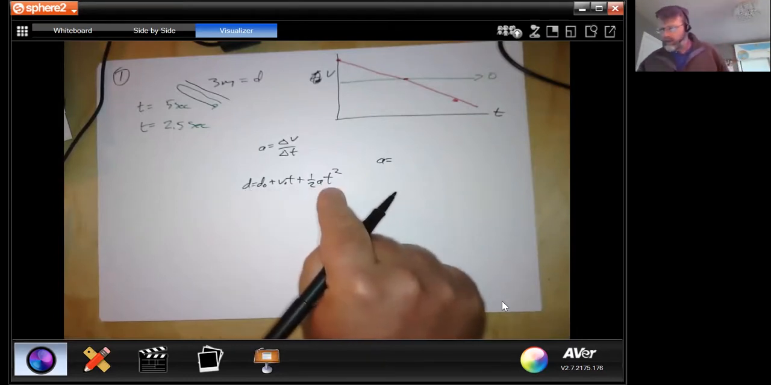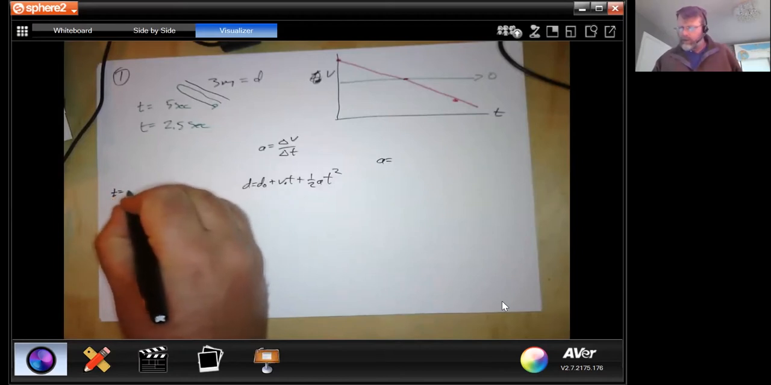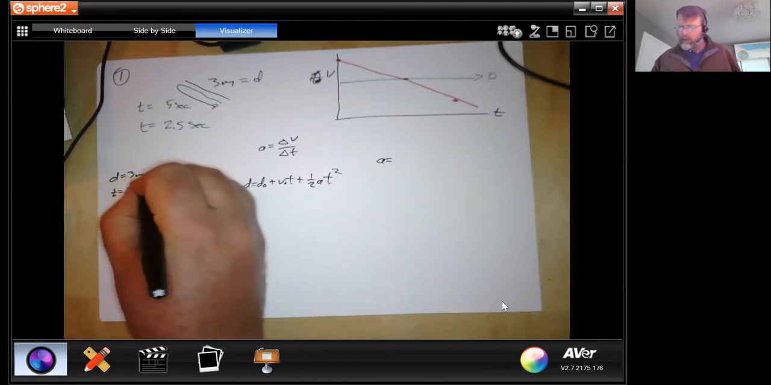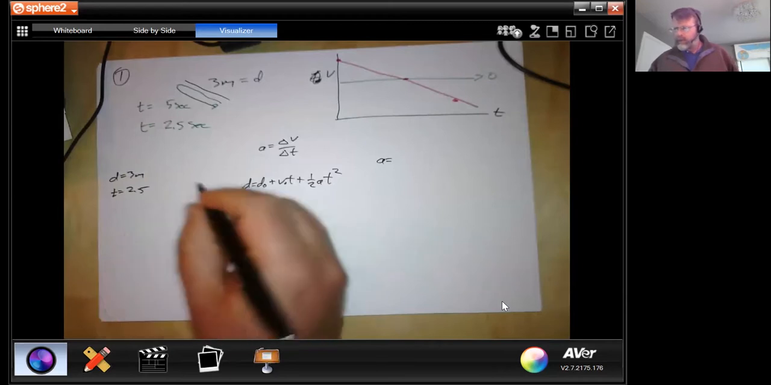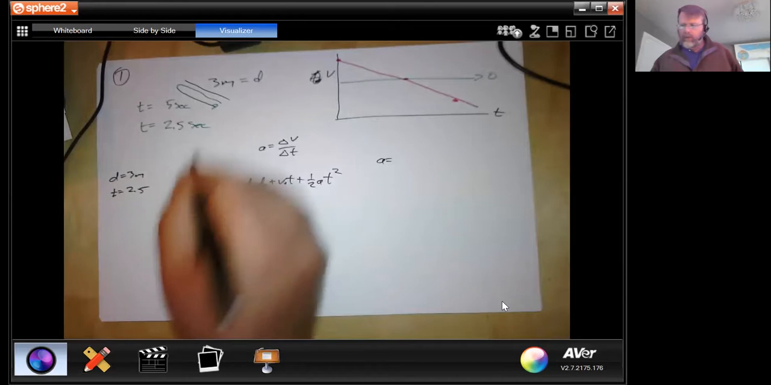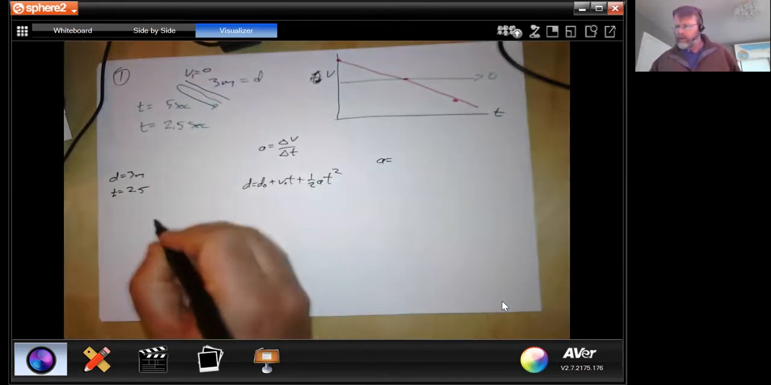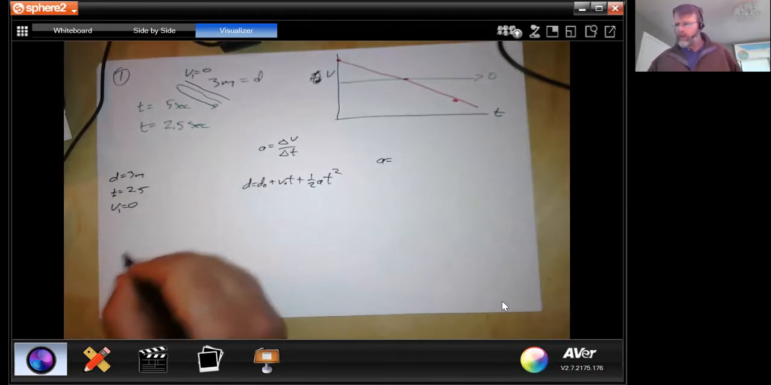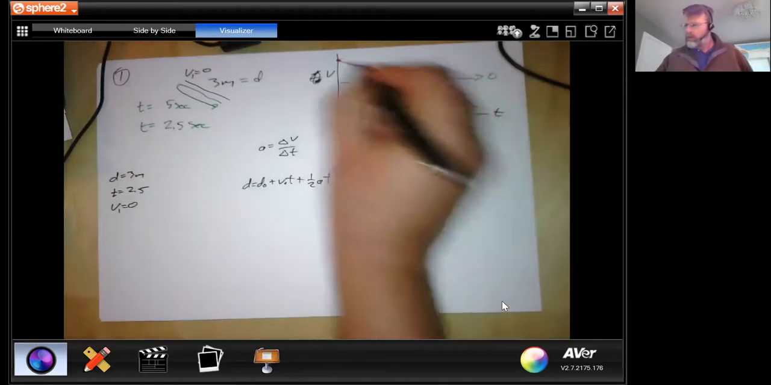So let's start listing our data here. We know the time for it to go up was 2.5. We know the distance is 3 meters. We know that the velocity at the very top was 0. Okay. Now, so we knew this point. We don't know these other points.